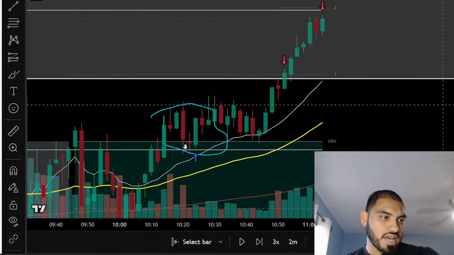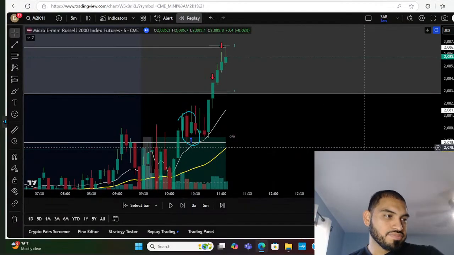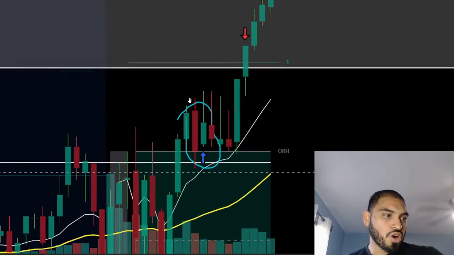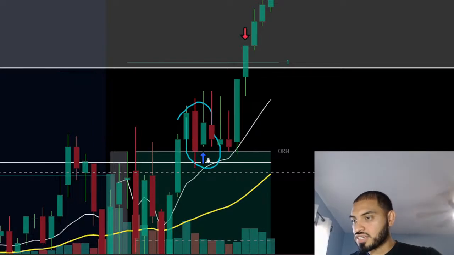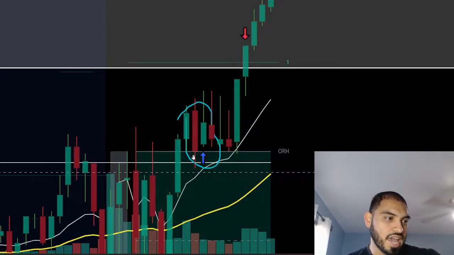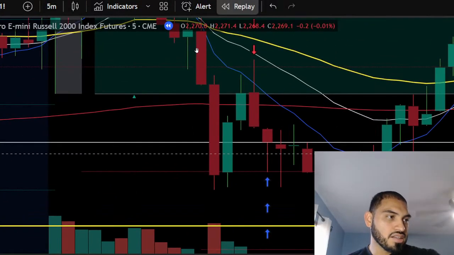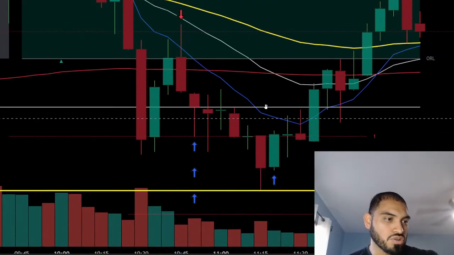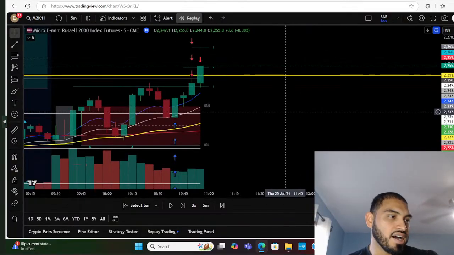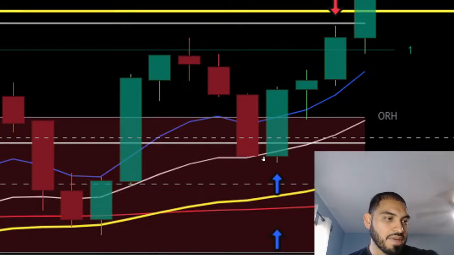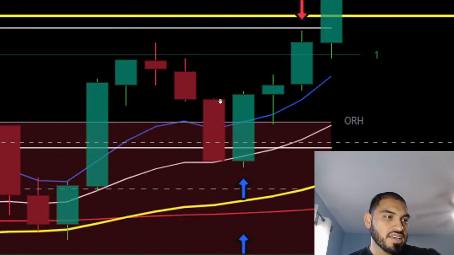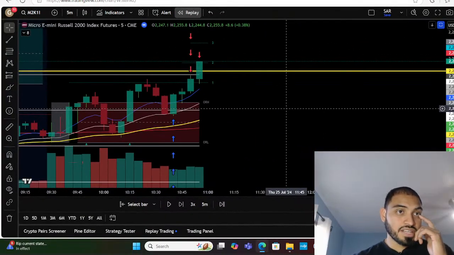It broke the orb, came down, held, came back up, enter, and then ride it out. Take a partial, take another, and take out the rest. Another example: break out of the orb, came down onto the orb, held, retest, enter on this candle, take partials, take the rest. What else? Here, breakdown, came back up, retested the EMAs, enter, came down, partials, my trailing stop loss hit. Same thing: breakout, came in, retest, broke out above again, and then ride it out just like that. So that's what I've been doing.